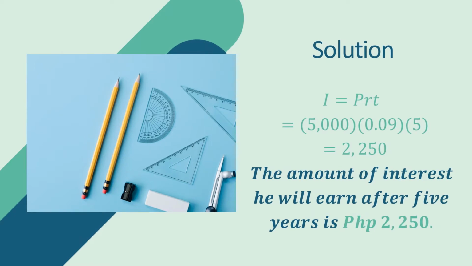So the formula to find the interest or I is present value times rate times time, or simply PRT. Replace the formula with the given values and we will have 5,000, which is the P, times 0.09, which is the R, times 5, which is the T. So input 5,000 times 0.09 times 5 on the calculator and we will have 2,250. To answer the problem, the amount of interest he will earn after 5 years is 2,250 pesos.